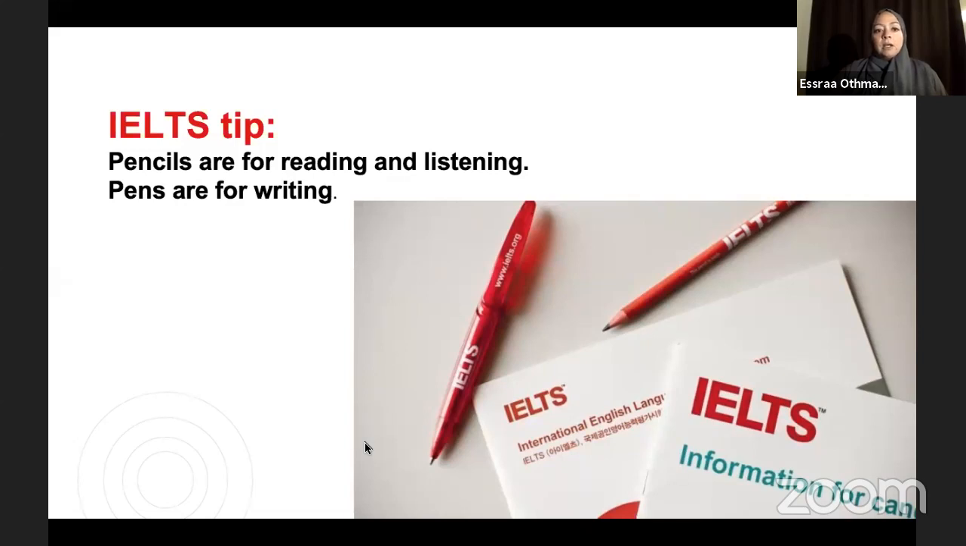Okay. For being an IELTS examiner, yes, you have to have a score of 9 in order to be qualified to be an IELTS examiner. Yes, that's true. Yeah. So I hope that I have answered your question.